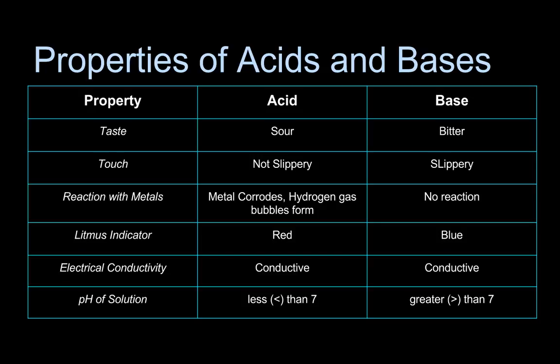Litmus indicator, so again with litmus paper, acids are red, bases are blue. Electrical conductivity: both acids and bases will be conductive, so their solutions will conduct electricity. Acids will do it quite well. Bases still do, but maybe not to the same degree sometimes. And the pH of the solution: acids are less than 7 on the pH scale, and bases are greater than 7 on the pH scale.